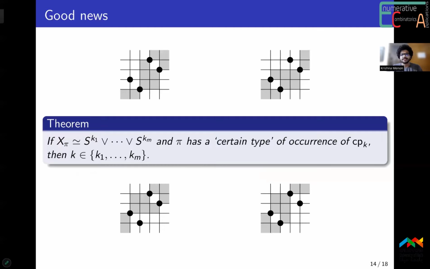But the good news is that a sort of partial converse is true. That is, if pi contains certain types of occurrences of CPk, then this guarantees that Sk occurs in this wedge decomposition. And for those of you more familiar with permutation patterns, these certain types of occurrences can be written down in terms of mesh patterns. So those are the figures that you see in the background.